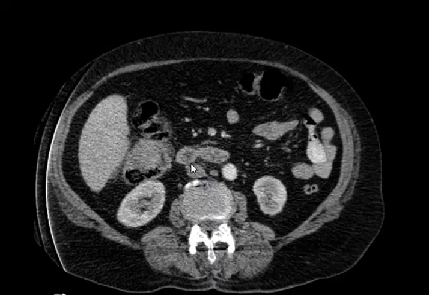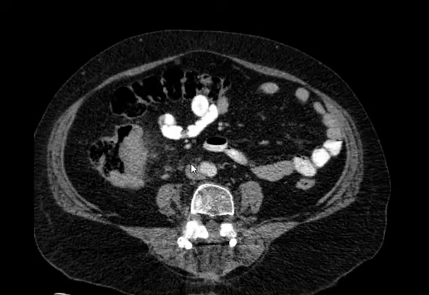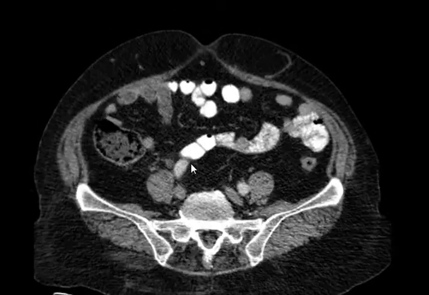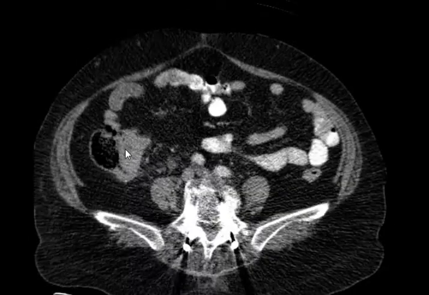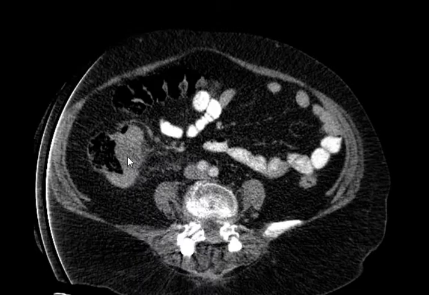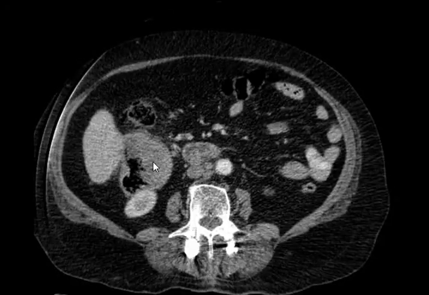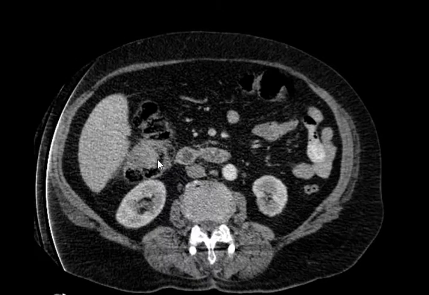We can't call these liver lesions metastasis because they are too small to characterize. They look like cysts. However, they should be reported and followed up in the next CT scan to see the size. Is it changing or not? If it's changing, it's metastasis. If it's not, it's a cyst.